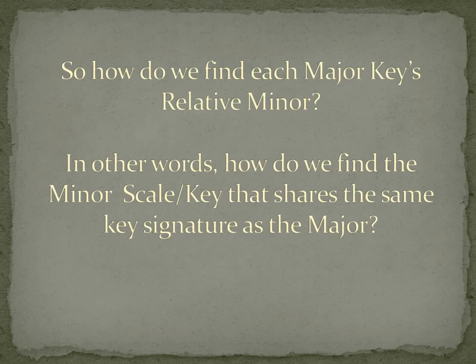So how do we find each of the major keys' relative minor? In other words, how do we find the minor scale or key that shares the same key signature as the major? So if we know, for example, that E major has 4 sharps, well, how do we know which minor scale is its little brother or sister, its relative minor?